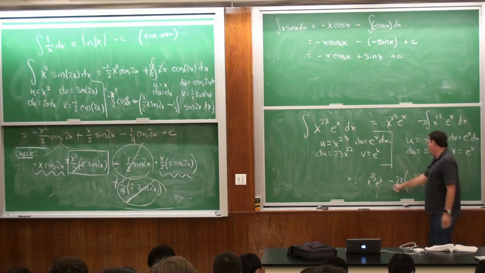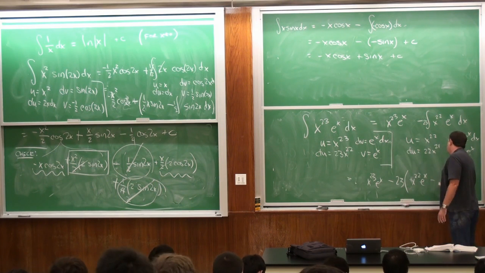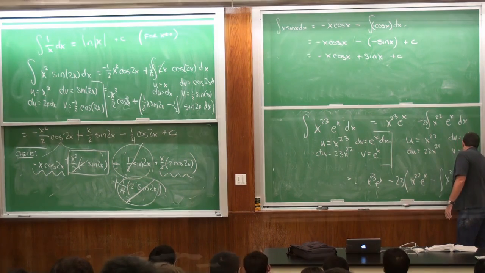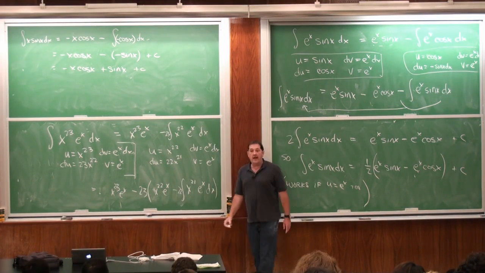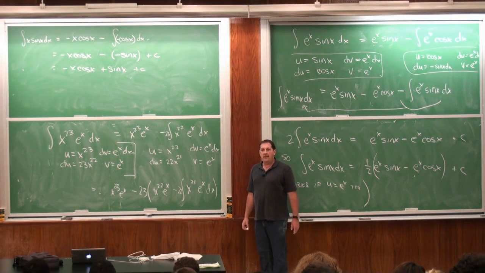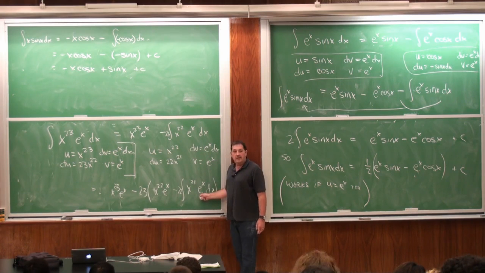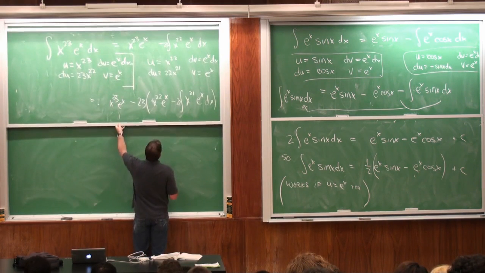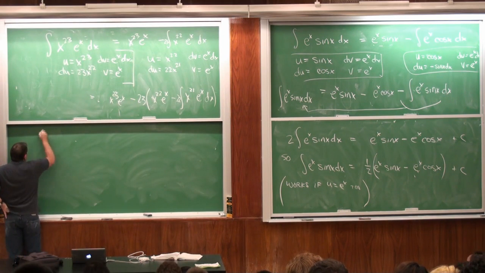Okay. So here I get x to the 23 e to the x minus 23 x to the 22 e to the x minus the integral of x to the 21 e to the x, except I pick up a 22 here. The pattern should be clear now. Every time I integrate by parts, I pick up a new term like this, and I get another integral with something lower. In fact, in general, rather than just doing this, let's write a reduction formula.